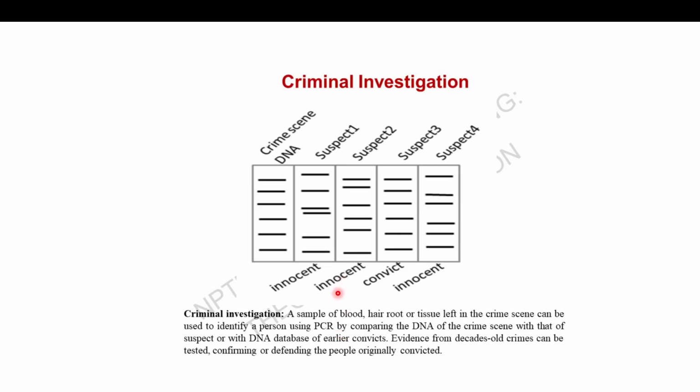So you see, this is the profile of the DNA that was amplified from the crime scene and purified, and this is the profile seen on the gel. Now there were four suspects. The profile of suspect 1 does not match, so this person is innocent. Suspect 2 is also innocent, but the profile of suspect 3 actually matches, whereas suspect 4 has a mismatched profile. So suspect 3 becomes the convict.